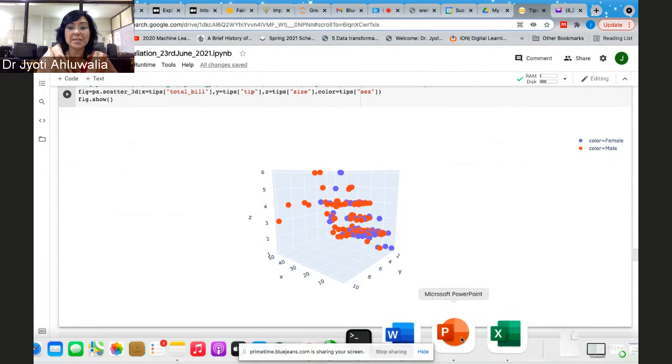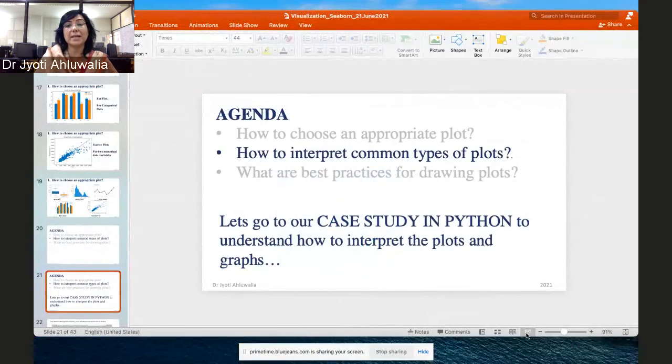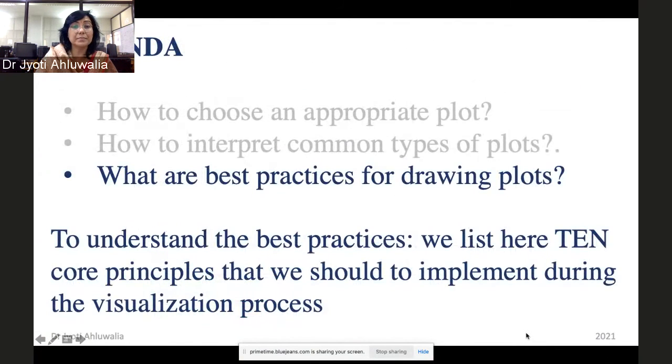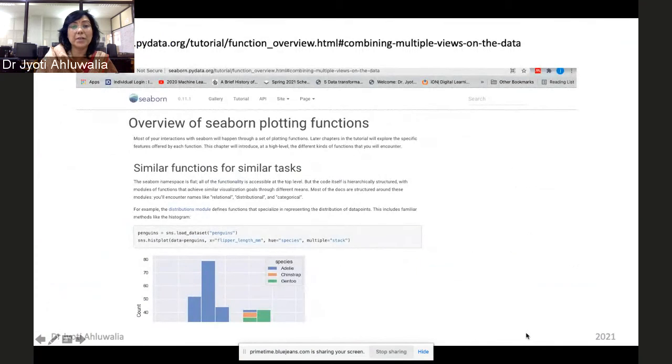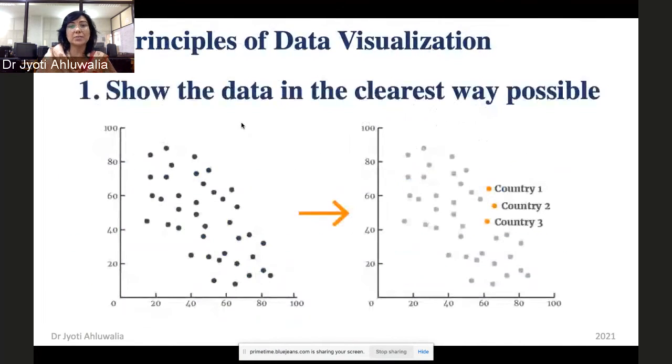Let's go back to our presentation and see what the best practices of making these charts are. If you want to know more about Seaborn, you can visit their website. There's a whole lot of information on how to make charts and plots, and you can look at the gallery there and learn more about it. For understanding the best practices, we have listed 10 core principles that we should implement during the visualization process. So let's look at these core principles.